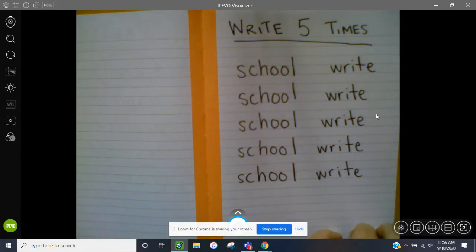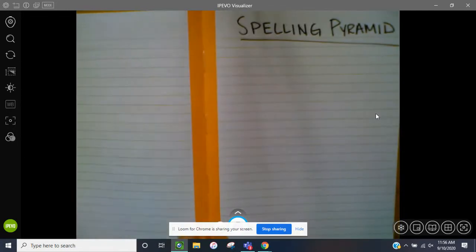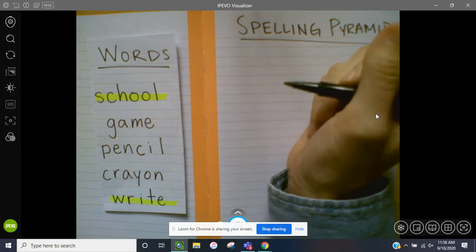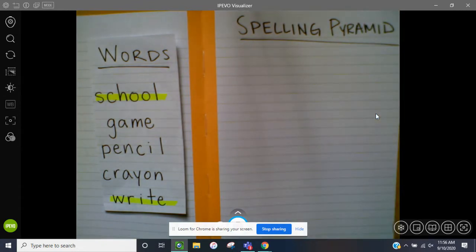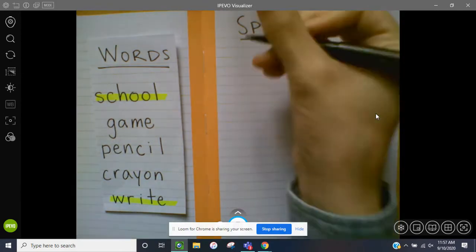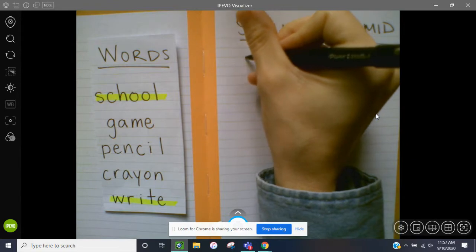The next strategy to help you study your spelling words is a spelling pyramid. So I'm going to create a spelling pyramid for each of my words, not just for my struggle words, but for each of my words. So let's start with school. Remember, a spelling pyramid starts big at the bottom and gets skinnier and smaller towards the top. So let's start at the top and work our way down. We want to start with just the first letter at the top.